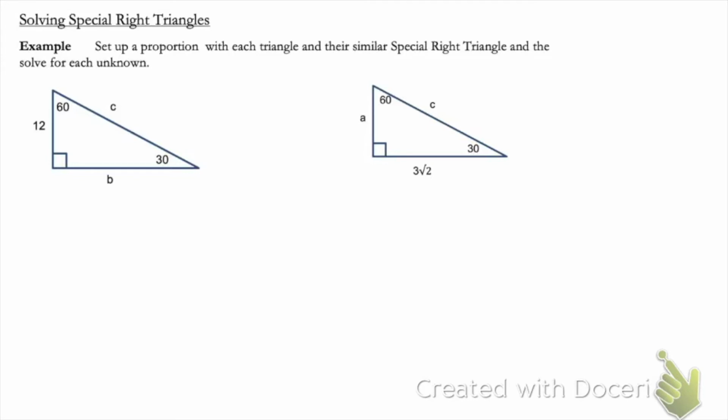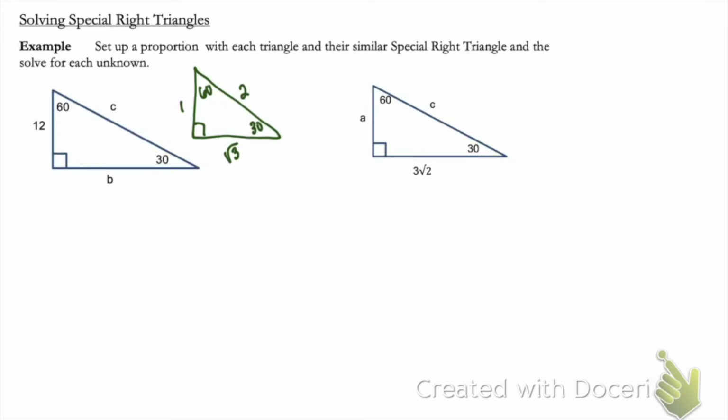Solving special right triangles. Set up a proportion with each triangle and their similar special right triangle, and then solve for each unknown. So the first thing I want to do is draw a 30, 60, 90 triangle that's oriented the same way and put those proportional sides on it. So again, I proportioned this so that my 60s were in the same place and my 30s.